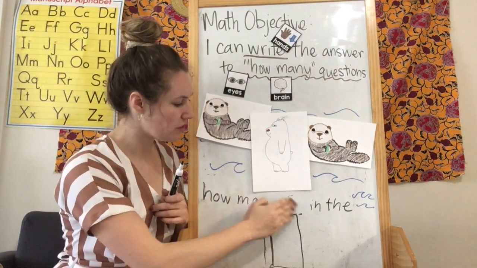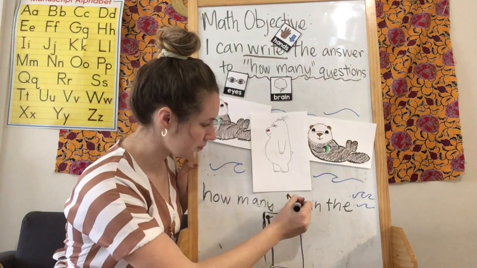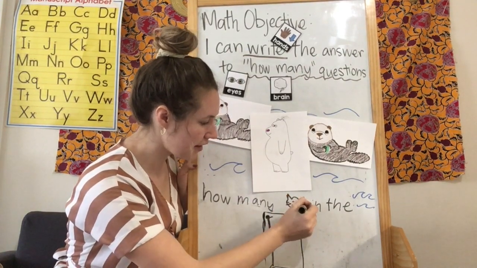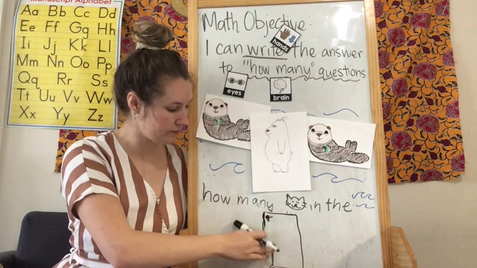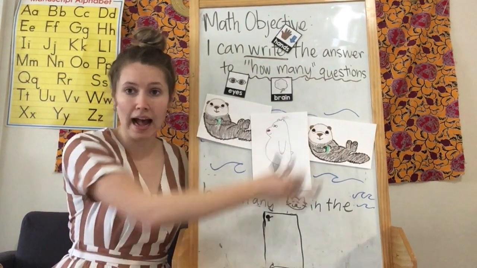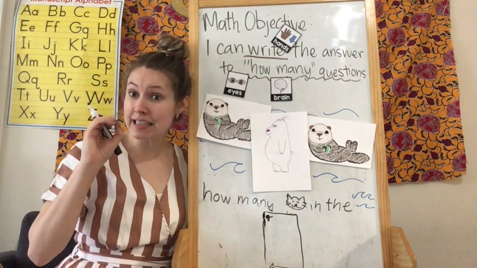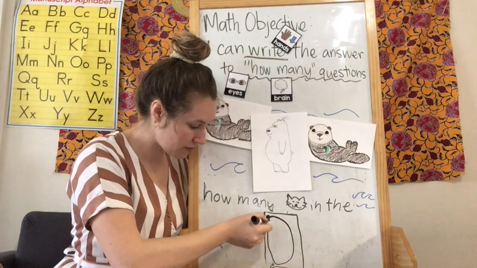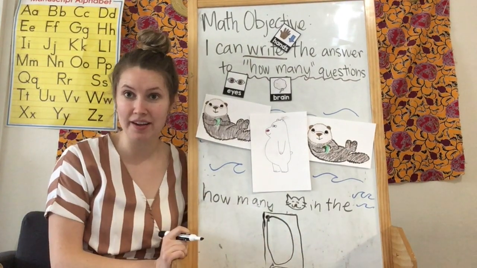Now what if the question said this? How many cats do we see in the water? If that was our question, what would our answer be? How many cats do we see in the ocean? 0. We don't see any cats. So then I would write my answer of 0. I started at my dot, and I made my 0 here in the answer box.